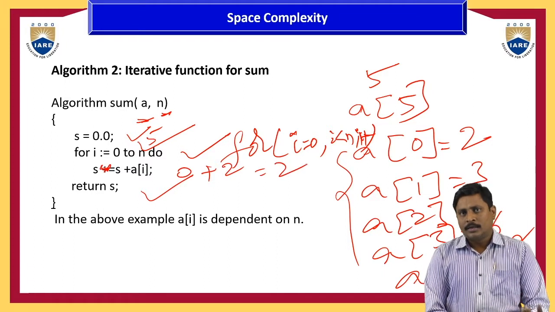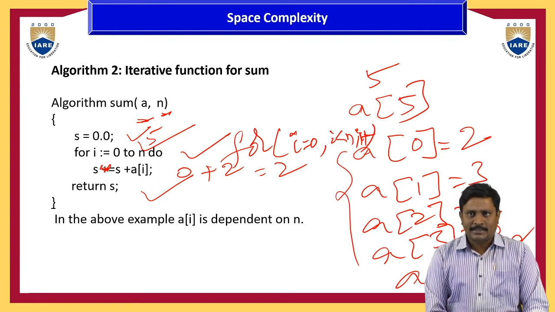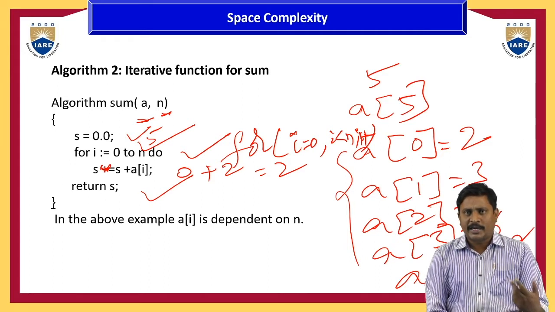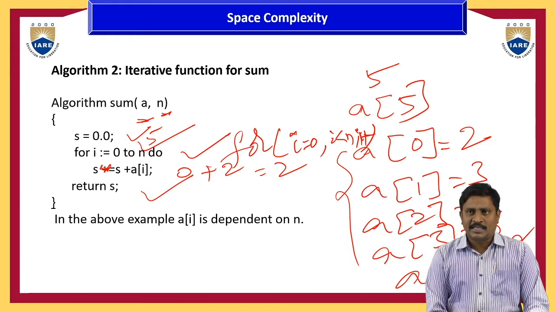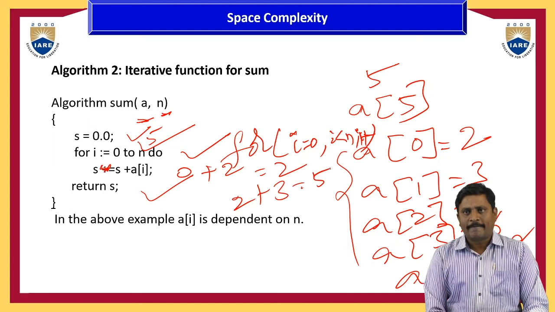Next, we come back to the for loop. In that for loop, we increment the i value. Now i is 0 plus 1, so the value is 1. 1 is less than 5, so the condition is satisfied. Again we add that value to s. Previously the s value was 2, so 2 plus a of i, which is a of 1. A of 1 value is 3. 2 plus 3 is 5.